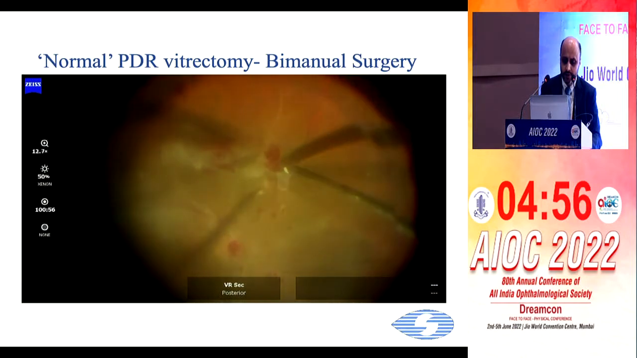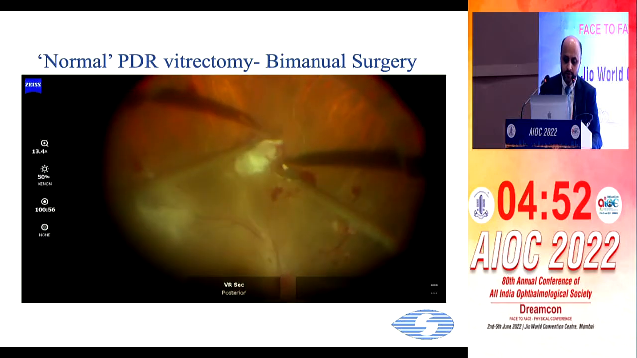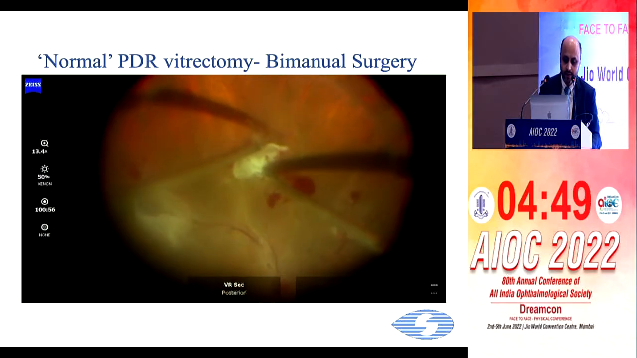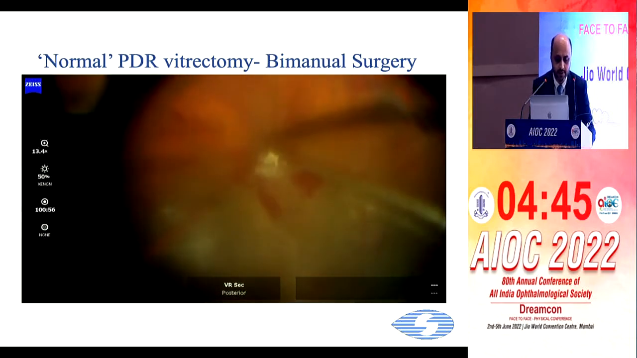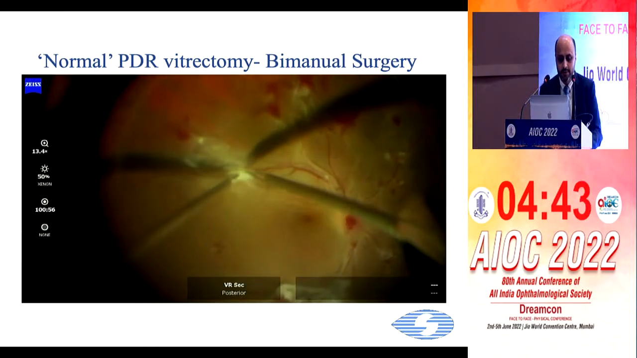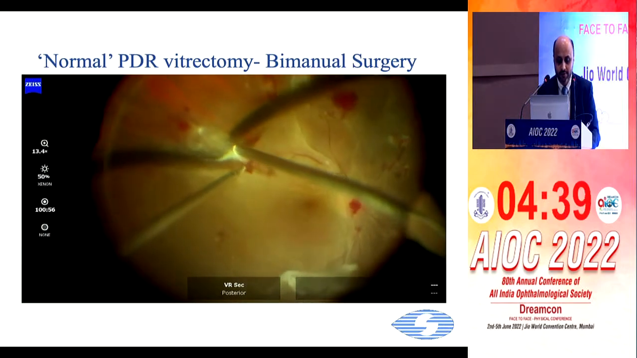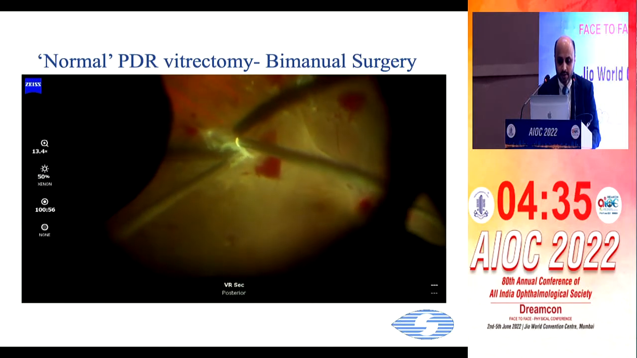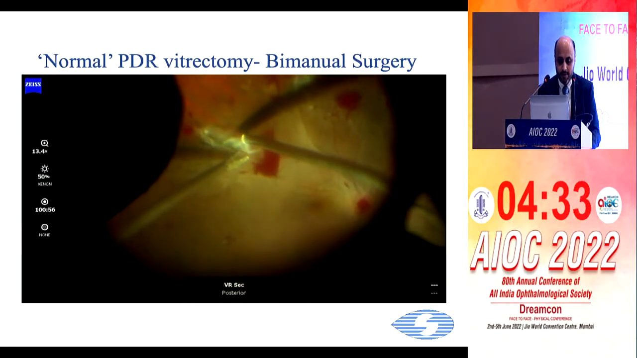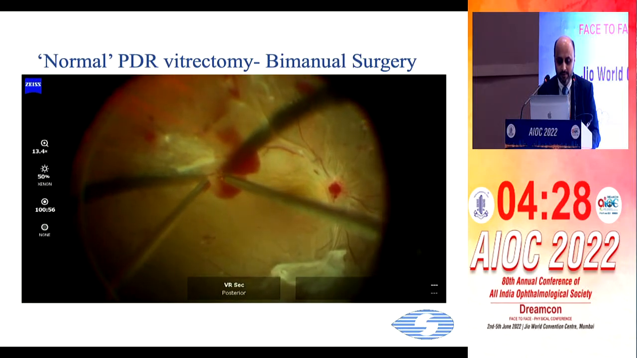And if you see that, bimanual surgery gives us very good control, and you're very comfortably able to manage all the vascular nails and connections without causing any iatrogenic breaks. In this case, it was very important because this was a one-eyed lady, and I was very petrified to create a break, because I didn't want to use any tamponade, and wanted to give her a considerably quick recovery.